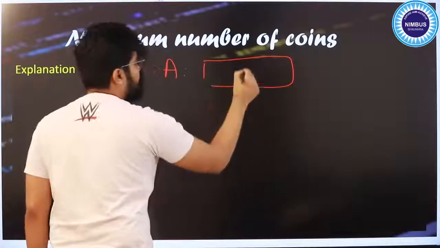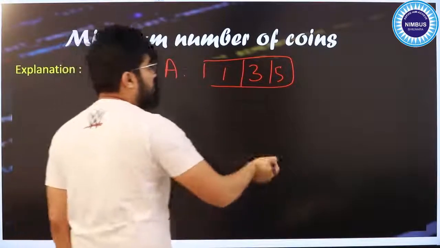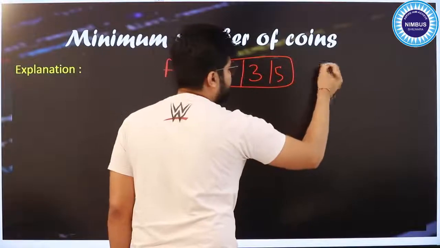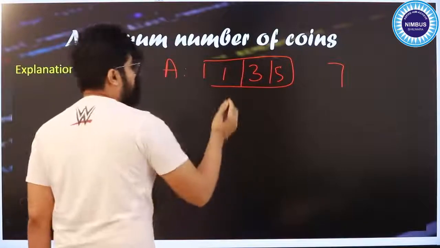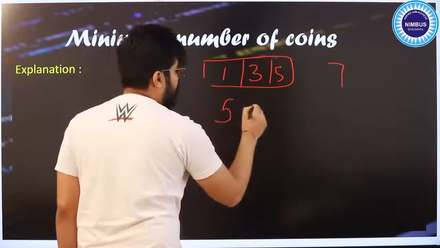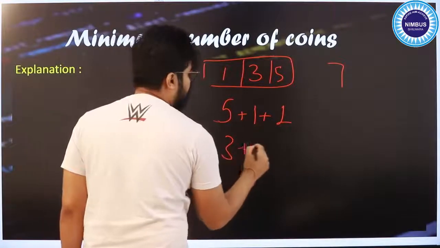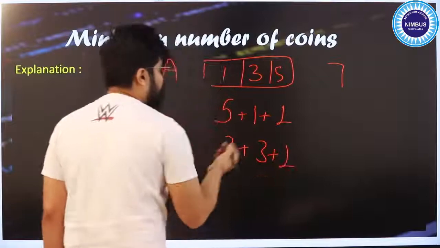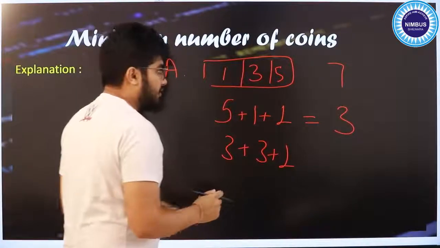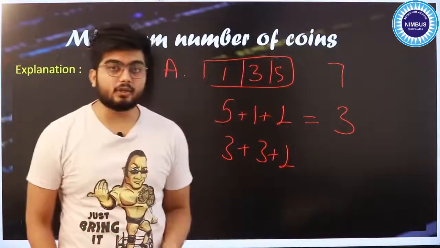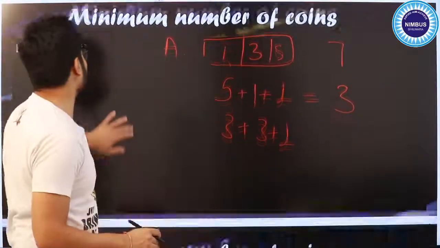Suppose the shopkeeper has coins 1, 3 and 5, and you want change of, let's say, 7 rupees. In order to give the change for 7, the shopkeeper can give you 5 plus 1 plus 1, or he can give 3 plus 3 plus 1. Well, in any scenario, it will be 3 coins. That's what the question says, and you have to find the minimum number of such coins. Okay, cool. Let's go ahead.